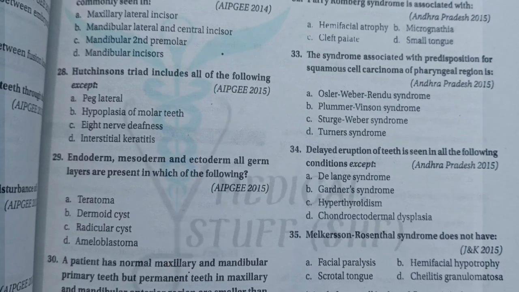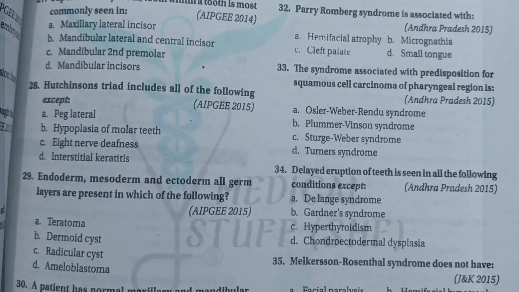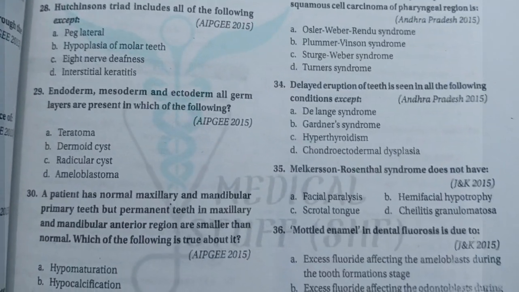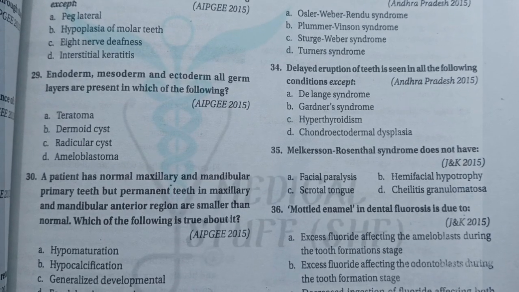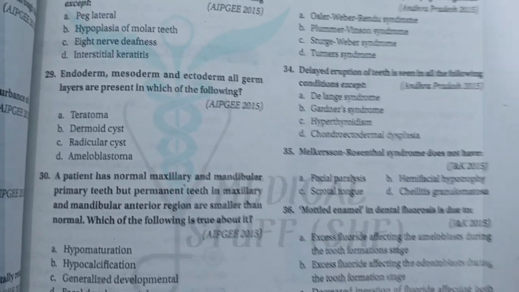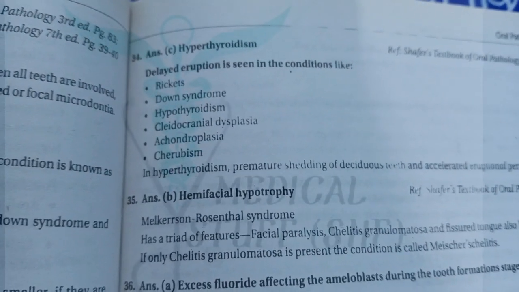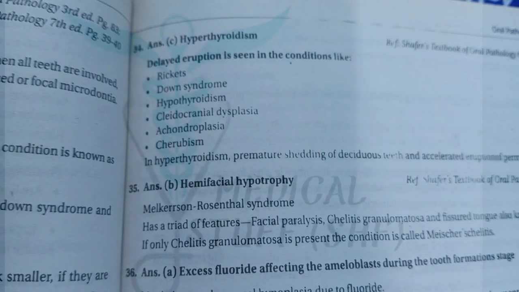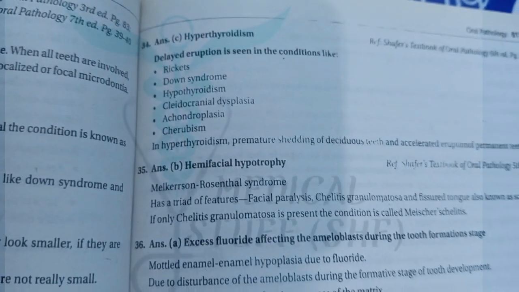Then the next question is: the syndrome associated with predisposition for squamous cell carcinoma of the pharyngeal region is. The answer is Plummer-Vinson syndrome. Then the next question is: delayed eruption of the teeth is seen in all of the following conditions except. The answer is hyperthyroidism. Delayed eruption is seen in conditions like rickets, Down syndrome, all written; you can read this too, related questions can be asked.